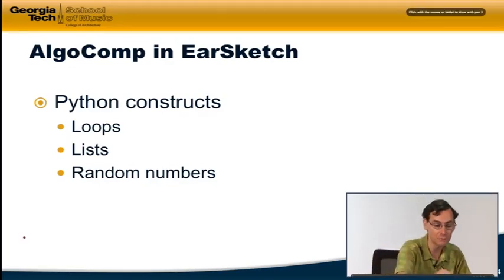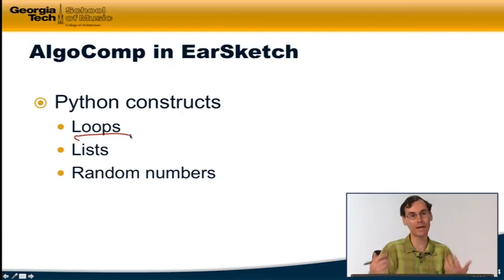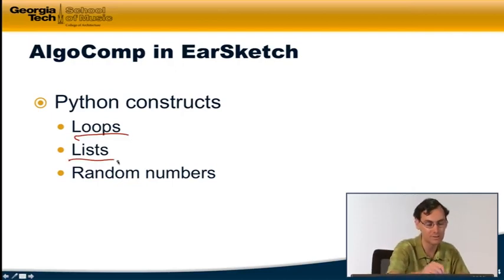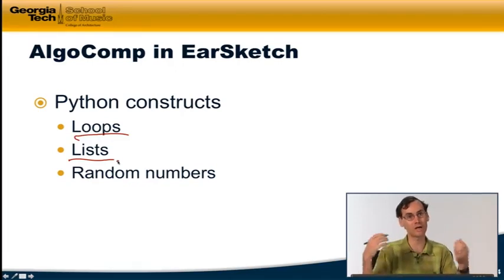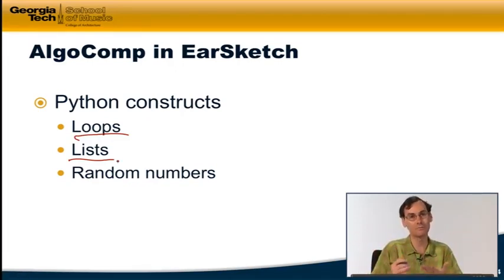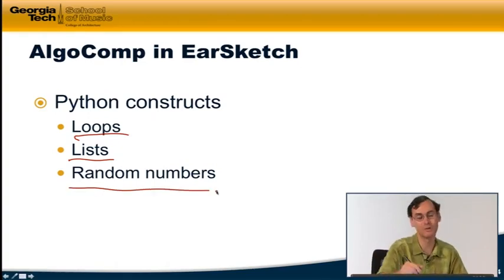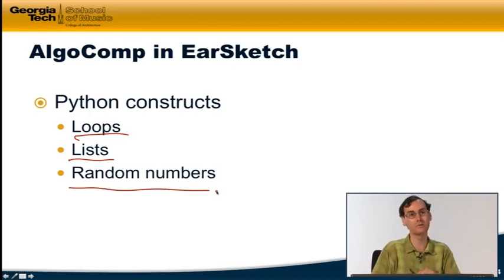We'll revisit loops, which I know we looked at in Module 4, but we'll look at how we can use them in the context of algorithmic composition. We'll also look at lists, ways to organize lists of numbers or constants or variables or anything like that, and work with them, in particular how we can combine loops and lists together. And we'll also look at how to generate random numbers in Python and various strategies for doing that and their implications.